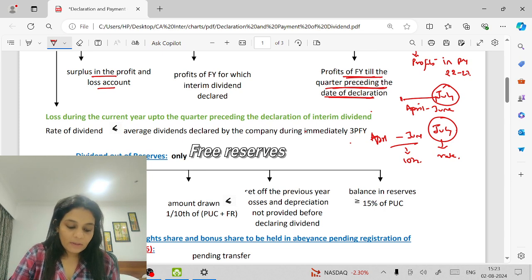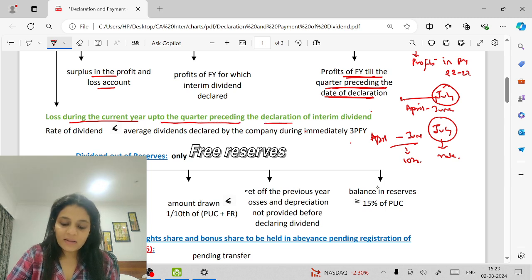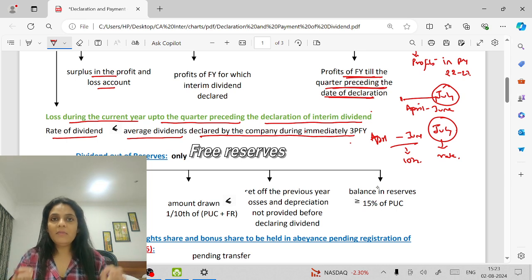So see what's given here. If there is a loss during the current year up to the quarter preceding the declaration of interim dividend, then the rate of dividend should not exceed the average dividend declared by the company during the immediately three preceding financial years. I hope it is clear to all of you. Yes, I hope it's clear to everyone.